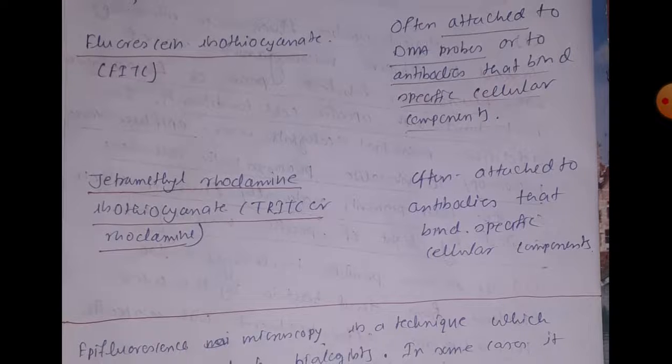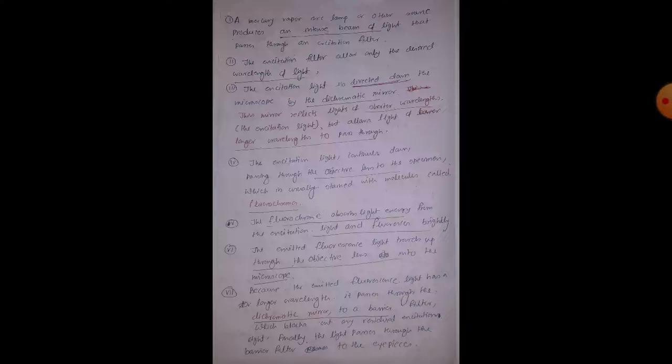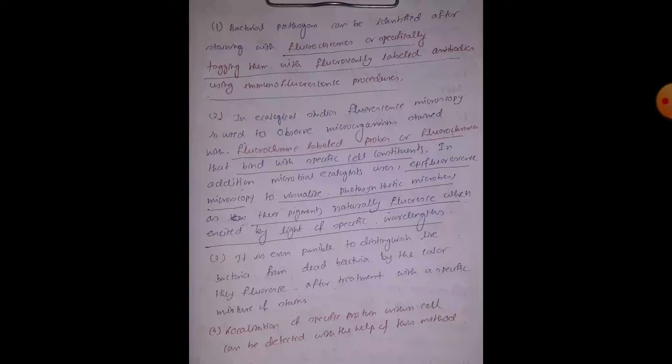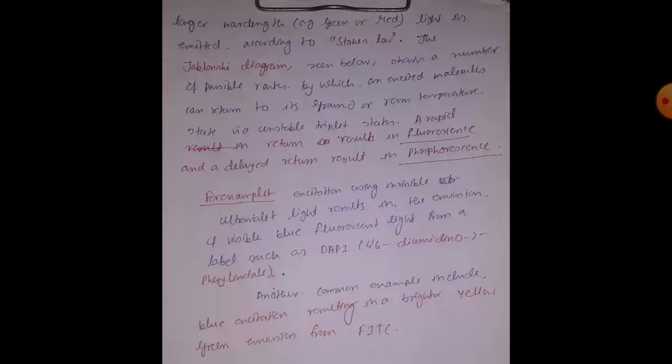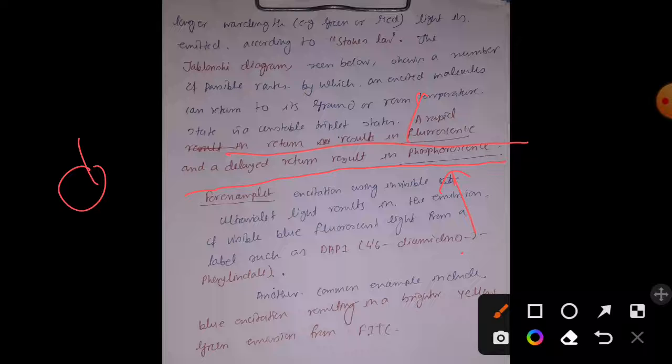Okay, so now I am providing you the notes that I have prepared so that you can use them for your examination purpose. Here I have mentioned that a rapid return results in fluorescence, which is applicable for your friend who is not a diehard Marvel fan, and a delayed return is applicable for you, which facilitates phosphorescence.